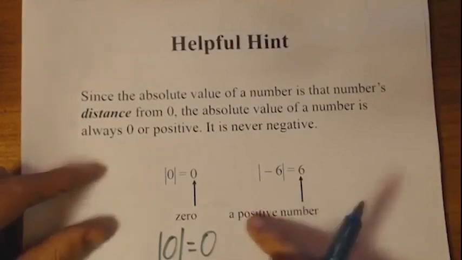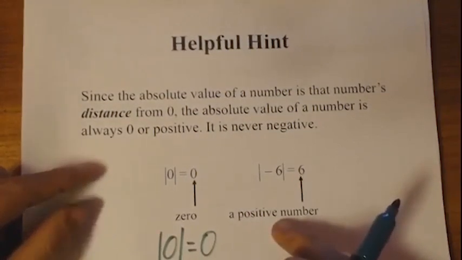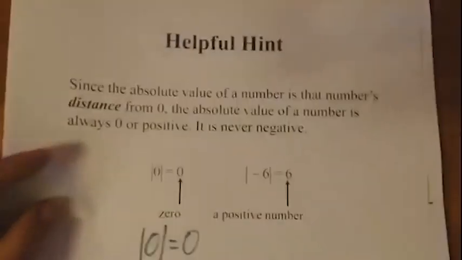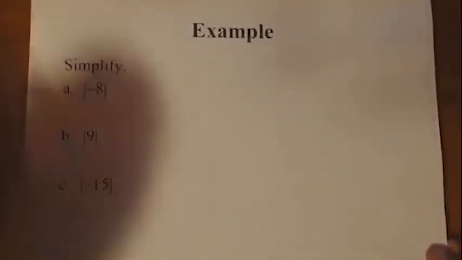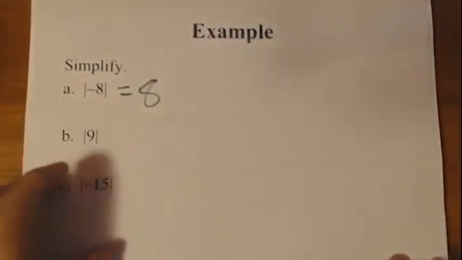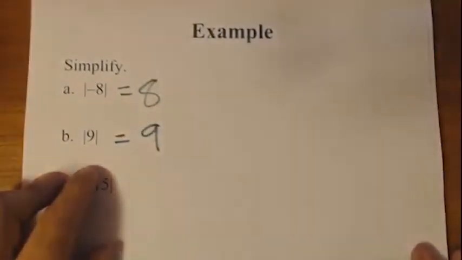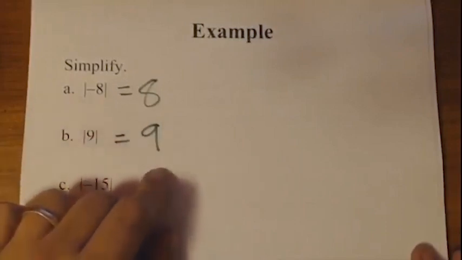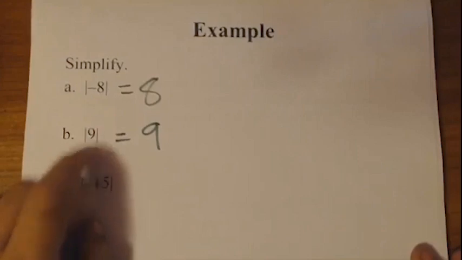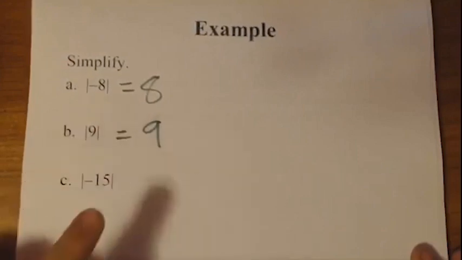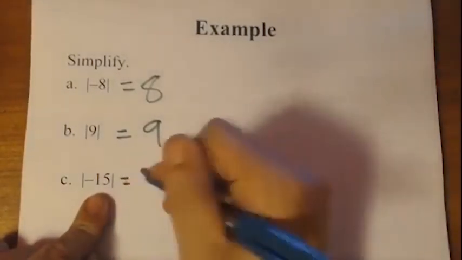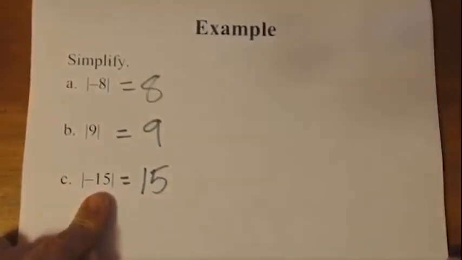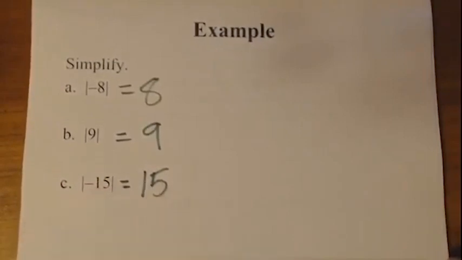So think of this as the make-it-positive sign. And let's work these examples. The absolute value of negative 8 would just be positive 8. The absolute value of 9 is 9. So a negative number becomes positive. A positive number stays positive. Don't make it negative. Absolute value means distance from 0. So it's always positive. How far away from 0 is negative 15? 15. The absolute value of a negative is the positive.